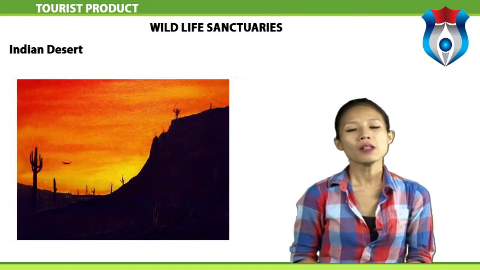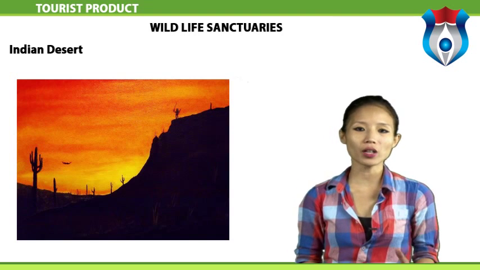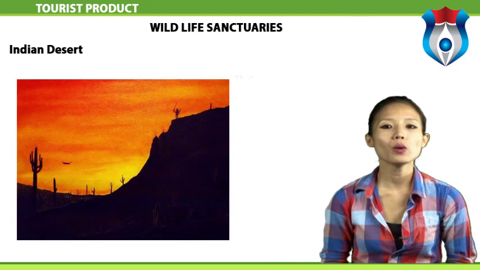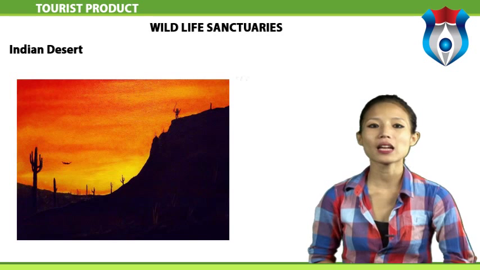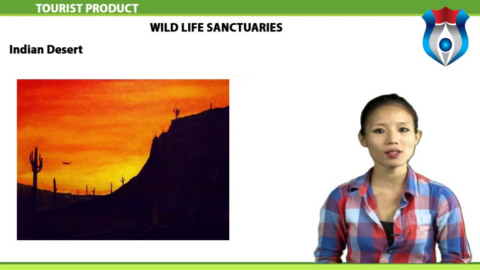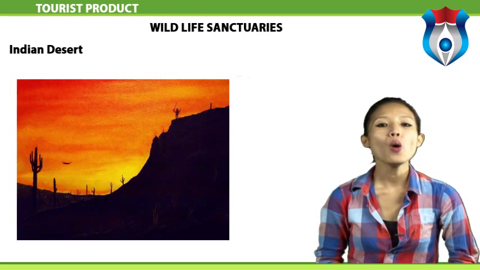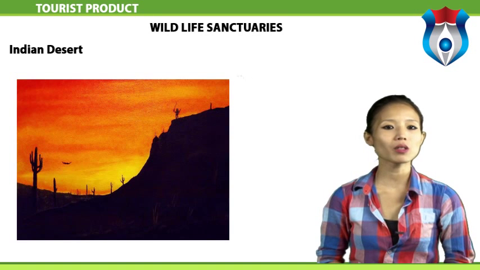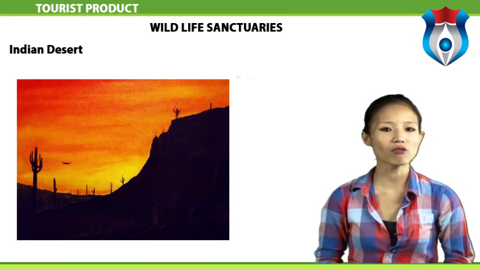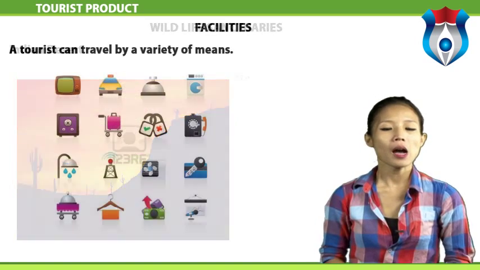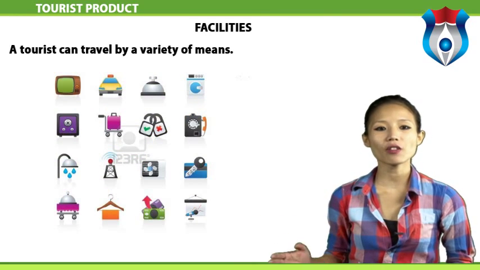Indian desert. This zone is located in the western part of the country and is also known as the Thar Desert. It covers West Gujarat and West Rajasthan. Parts of Punjab and Haryana were once a part of this desert, but irrigated cultivation has changed the situation there. A tourist can travel by a variety of means.